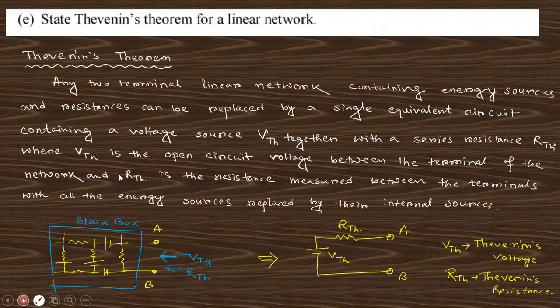Go to the next one. State Thevenin's theorem for a linear network. Actually, in a linear network, you can say that this is any two terminal point.